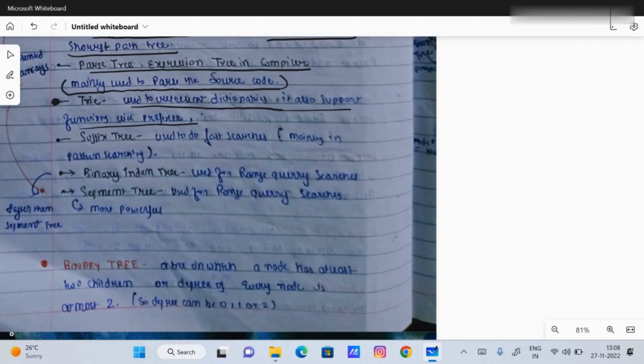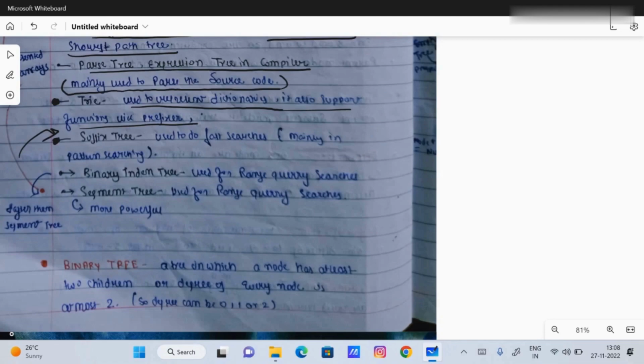Thereafter, the suffix tree, used to do fast searching, mainly in pattern searching. Suffix tree is mainly used in pattern searching. It is a type of tree that is not commonly used or named. Thereafter, binary index tree. These all are the types of tree that we should know.